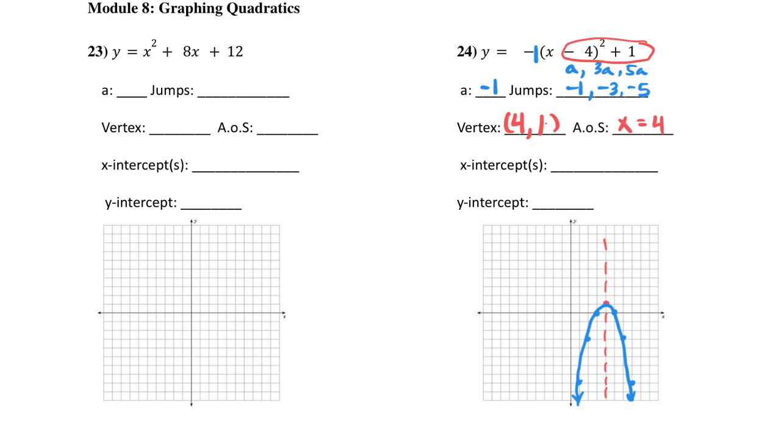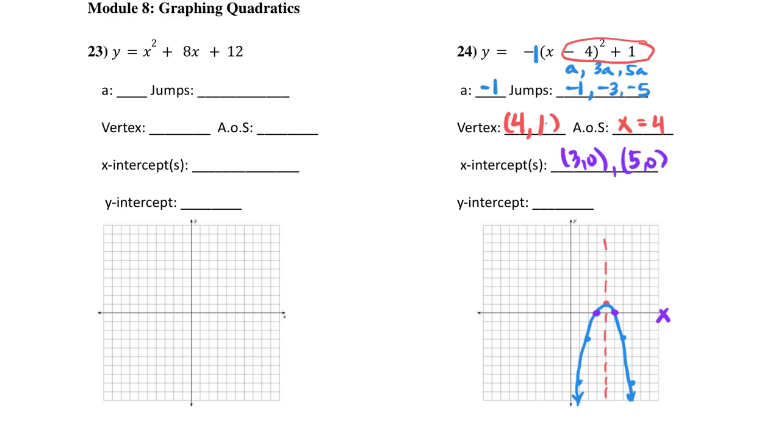And I have my graph, and I can get some of my information from the graph. Like right here is my x-axis, so these are my x-intercepts. So I have an x-intercept at 3, 0, and I have my other x-intercept at 5, 0.